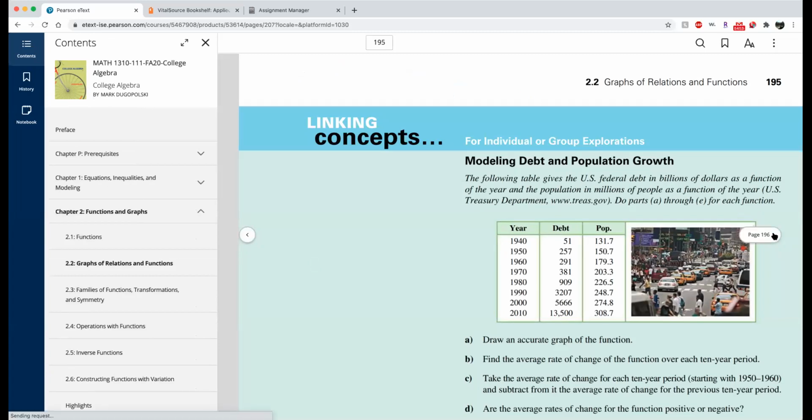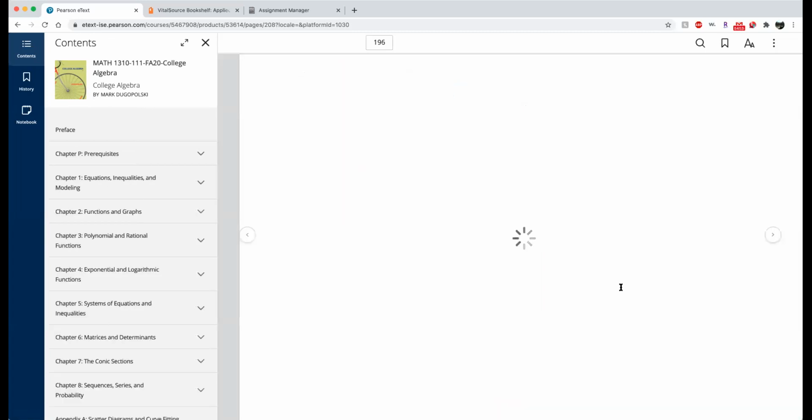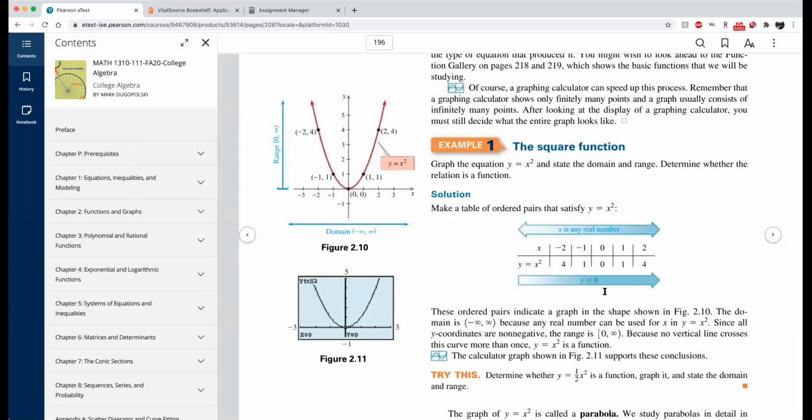The first one is the square function. I'm going to introduce the square function, then the graph of the square function, and then its domain and range. So what's a square function? You can see that y is equal to x squared. That's called the square function. And the graph of the square function is this. You see that, figure 2.10 right there.